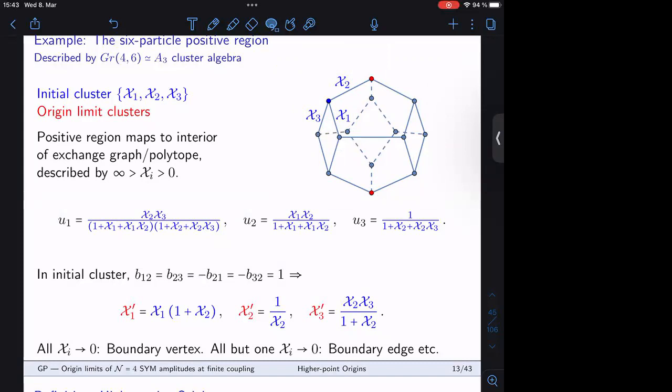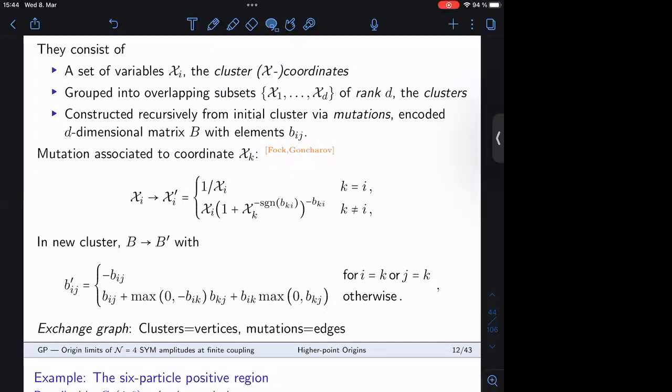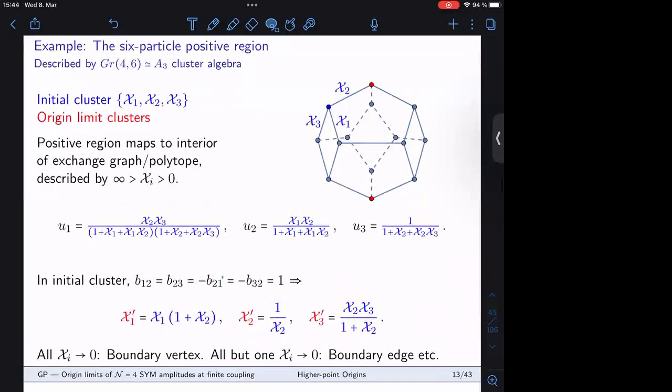In this example, I have worked out an explicit example. You have to take my word for it that the cross ratios I told you earlier are some rational functions of the variables of the initial cluster. But given that, from what I told you on the previous slide, you can yourselves go from this coordinate frame of the positive region to this coordinate frame. For example, since I'm mutating along x2, the new x2 variable, x2 prime, is just 1 over x2. I won't go into the details of the rest, but this is how you arrive at this cluster.